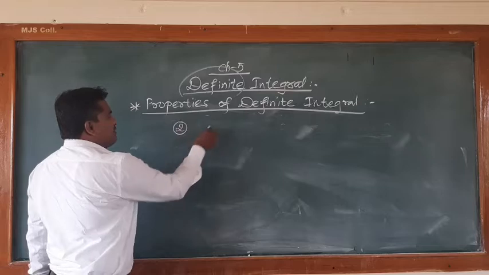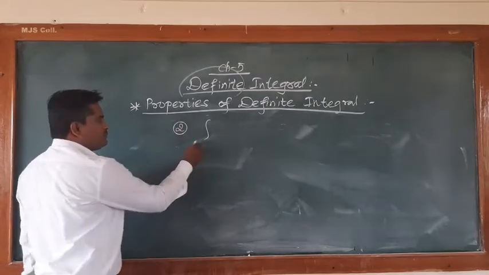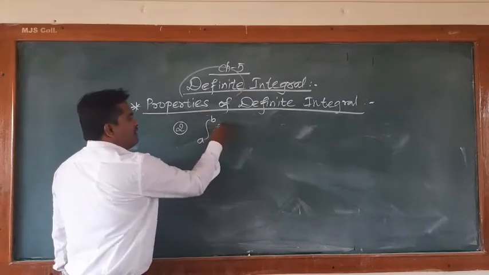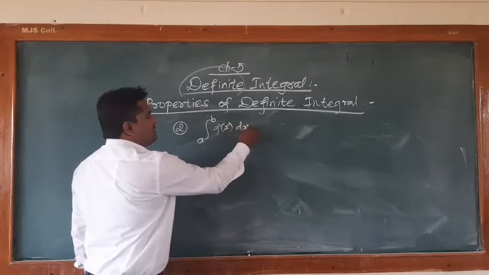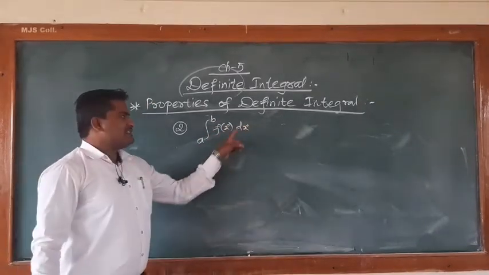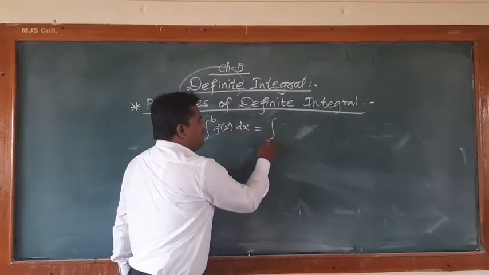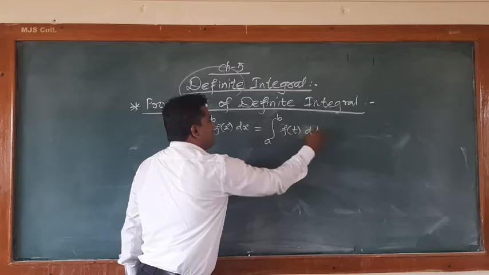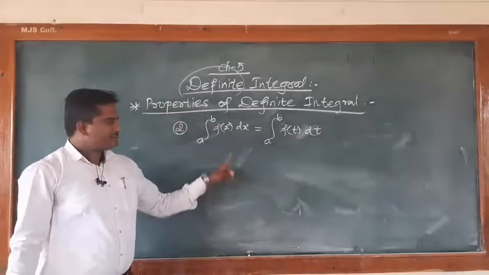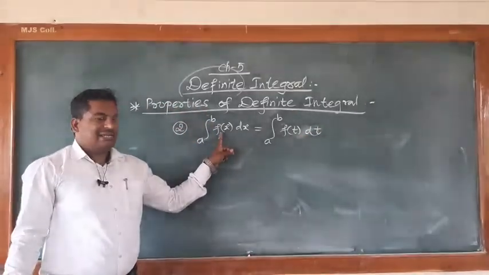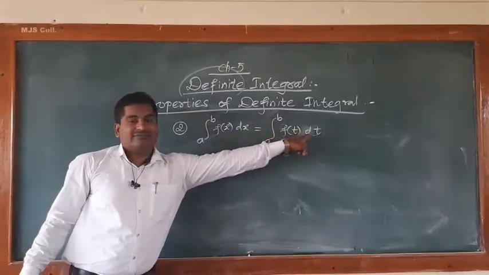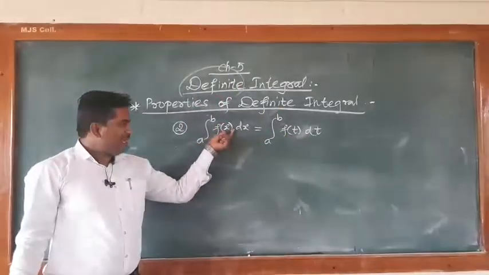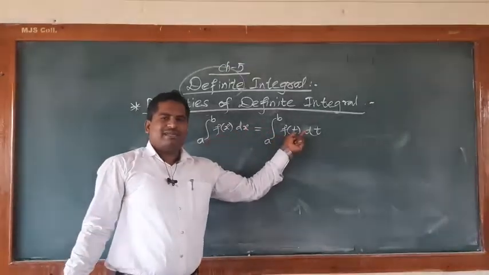Second property: integration of a to b f of x with respect to dx is equal to integration of a to b f of t with respect to dt. That means there is a change in a variable. Here the variable is x. Here the variable is t.